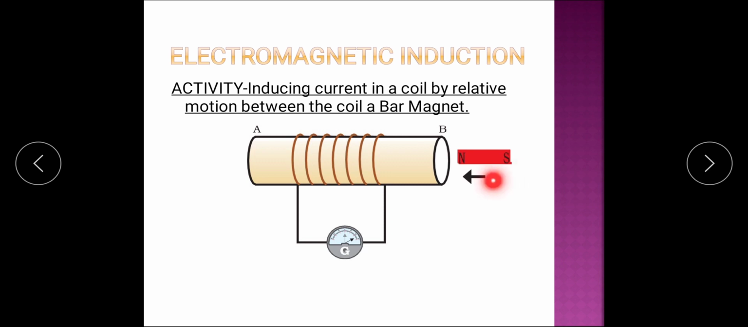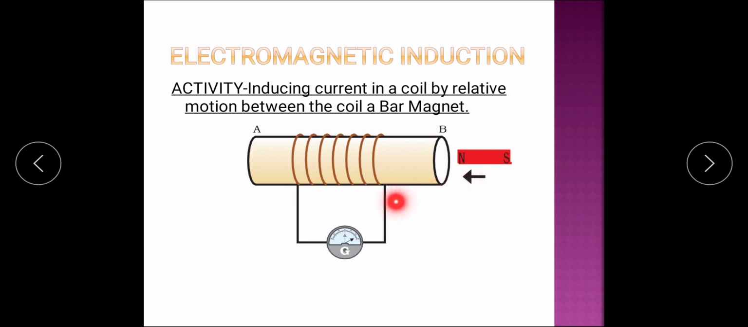In this activity, I have moved the bar magnet with respect to the coil. Instead of moving the bar magnet, I can also move this coil with respect to the bar magnet. हम coil को भी move कर सकते हैं bar magnet के respect में. bar magnet को stationary रख के आप coil को अगर उसकी तरफ push करेंगे, then also current will be induced, and when the coil is withdrawn away from the bar magnet, again the current will be induced but in the opposite direction. That means whenever there is a relative motion between the coil and the bar magnet, current is induced in the coil.